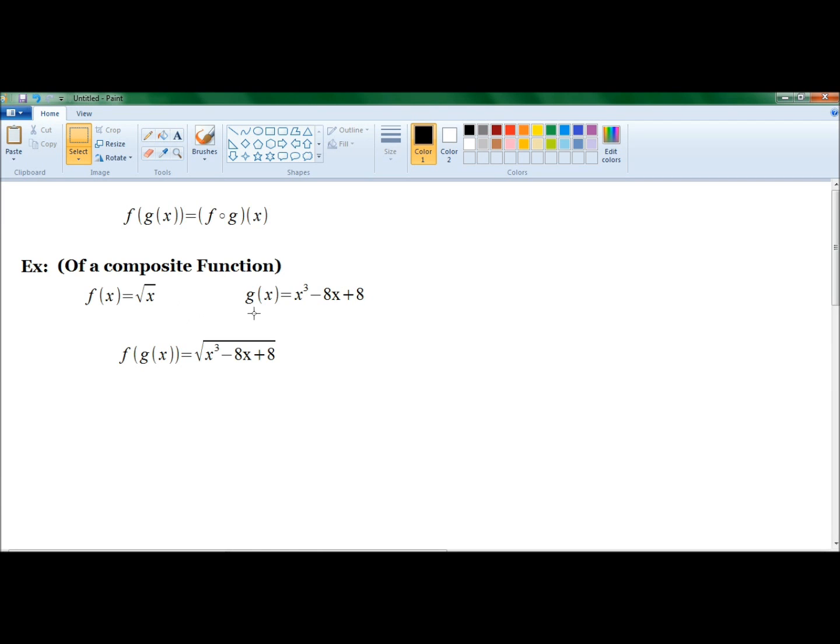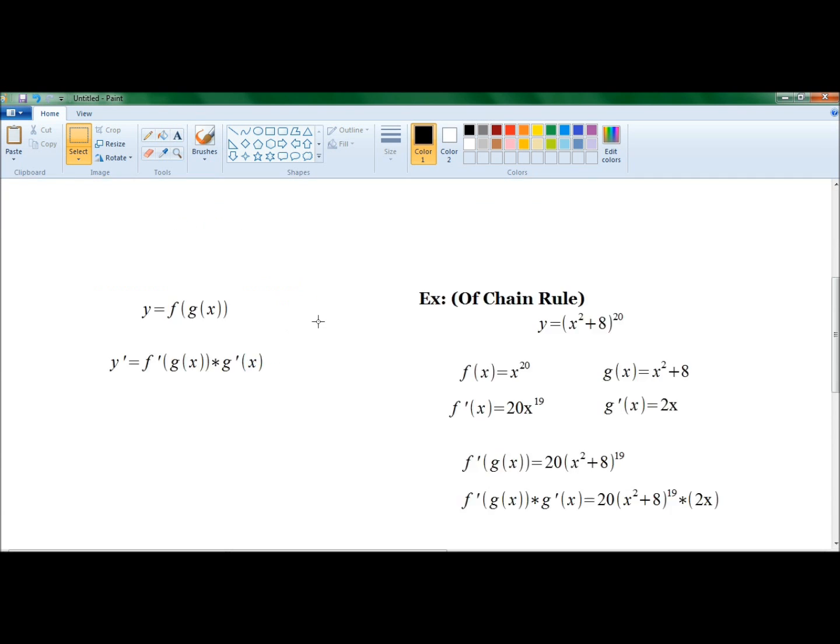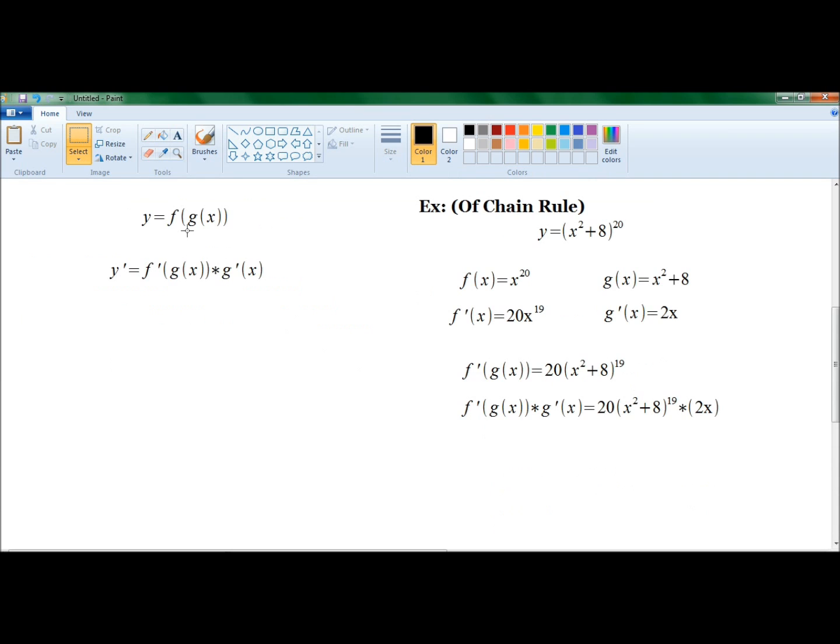Then f of g of x is just this expression, and it's just the square root of this expression, essentially, because I'm finding g of x, which is this, and I'm finding f of that g of x, which is just the square root of that. Okay. So the chain rule says that if y is equal to f of g of x, then the derivative of y is f prime of g of x times the derivative of g of x. So basically, it's the derivative of the outside times the derivative of the inside.